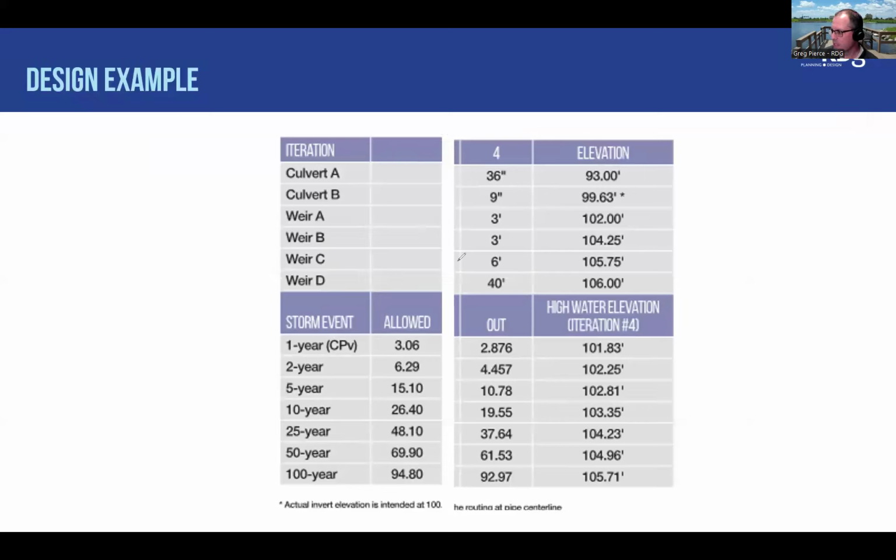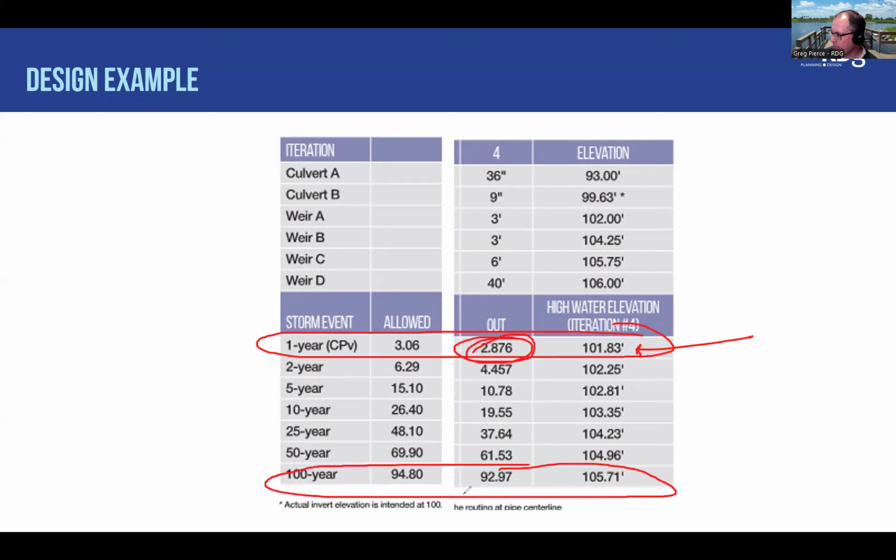This just breaks it down, but it's a bit of an iterative process. You may have to go through a couple of design iterations to get to your final design, but ultimately your goal is to make sure that during a 1-year storm event our actual release rate is less than what's allowed, and that the high water level is staying in the range we want it to be in. For the 100-year event, same thing. We want to make sure that our actual release rate is less than what's allowed, and that our high water level is getting to the level that the designer is comfortable with.